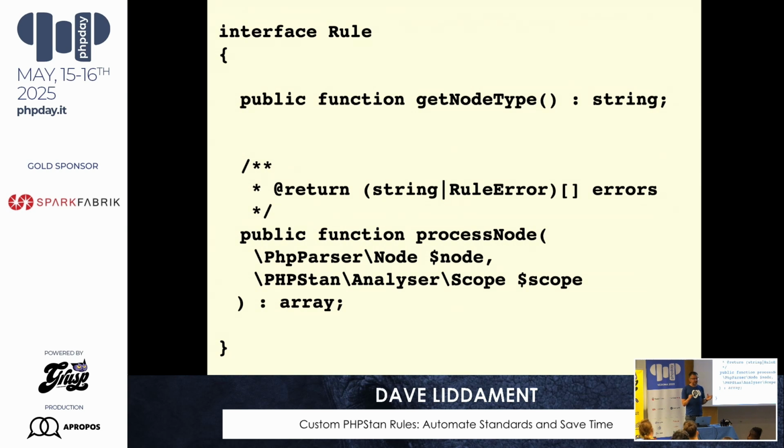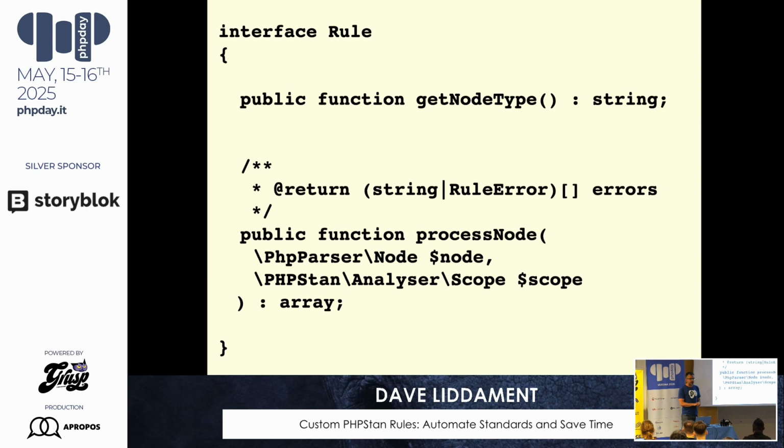The first is getNodeType, and that is to say what node in the abstract syntax tree this rule is interested in. And then we have a processNode method, and that takes a node, it takes some additional information that PHPStan provides through scope, and then it returns an array. If it hasn't found any issues, it returns an empty array. Otherwise, it returns an array of any number of issues that it finds. So a rule could find more than one issue if it wanted to.